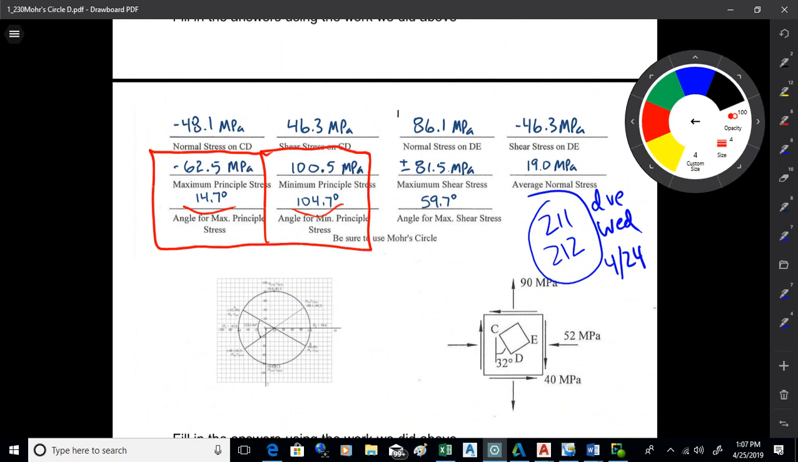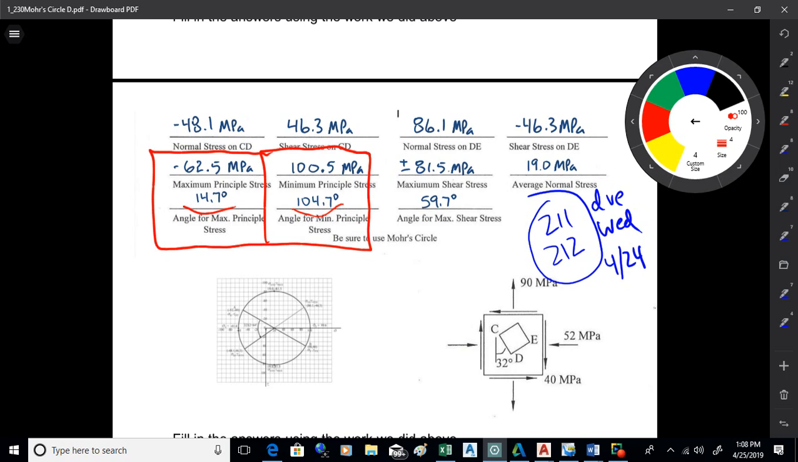Now, you can call them different things, but that's really what I'll probably ask you on a test, or what's important to you as a designer. What's the biggest tensile stress, and what's the biggest compressive stress? Because that's often what you need to design for, okay? So that's really what I want you to know, is what those numbers are, how to find them, and what angles they act at, okay?